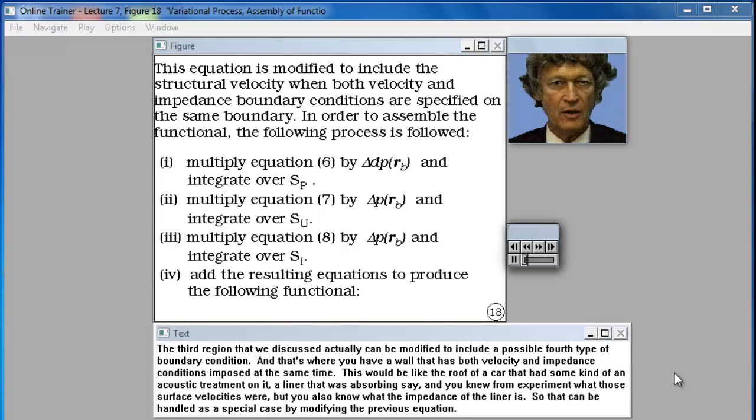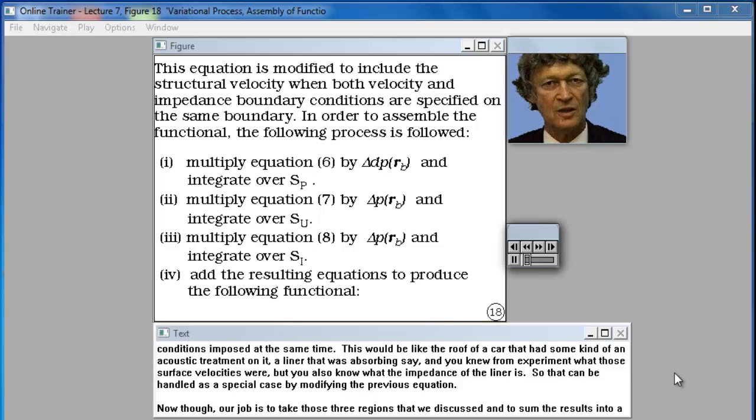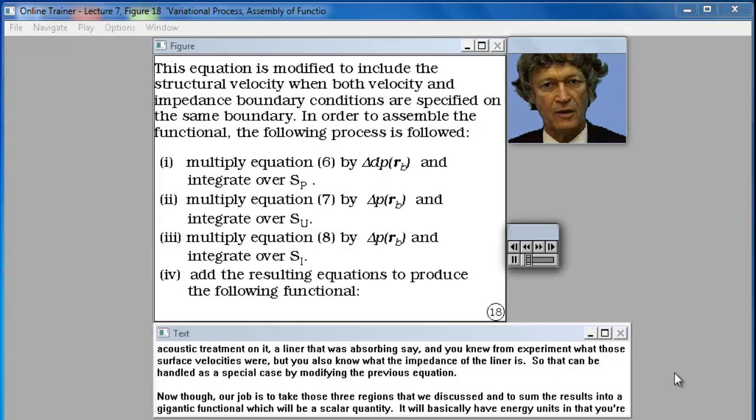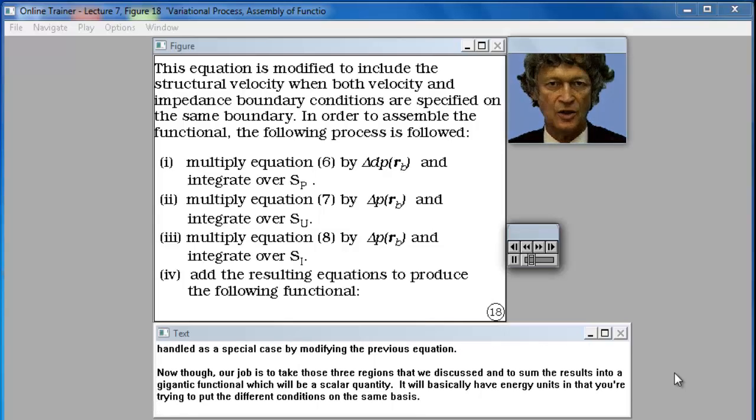The third region that we discussed actually can be modified to include a possible fourth type of boundary condition, and that's where you have a wall that has both velocity and impedance conditions imposed at the same time. This would be like the roof of a car that had some kind of an acoustic treatment on it, a liner that was absorbing, say, and you knew from experiment what the surface velocities were, but you also know what the impedance of the liner is. So that can be handled as a special case by modifying the previous equation.